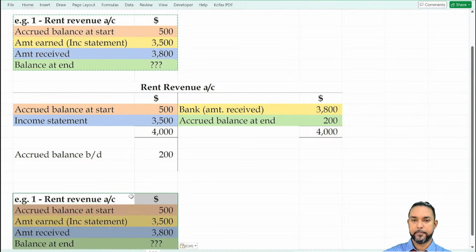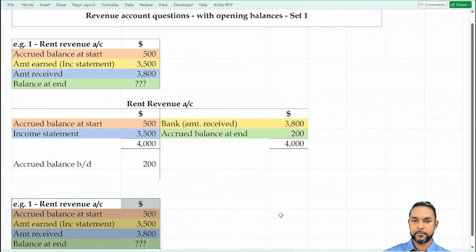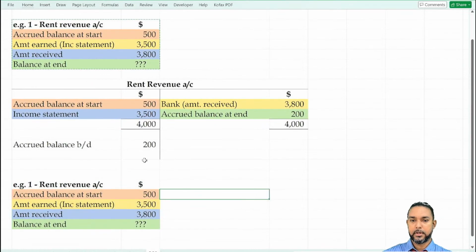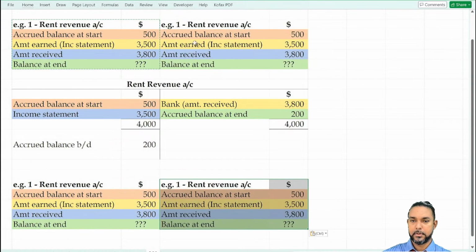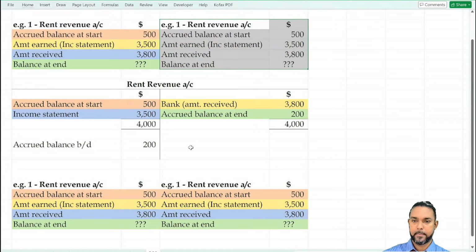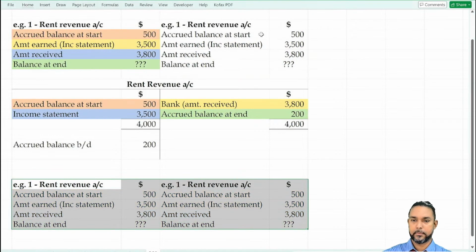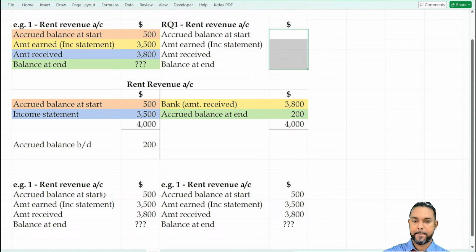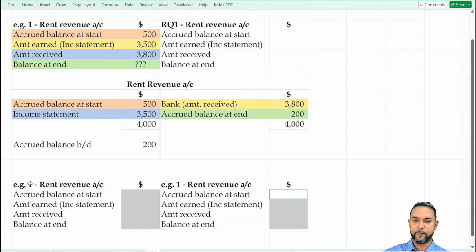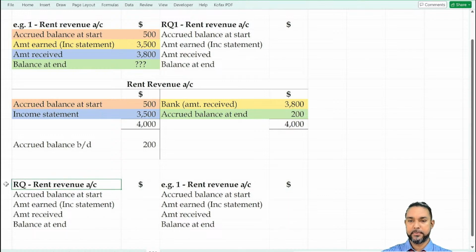Okay, I'm going to put this here. Oh, okay, I have to zoom out a little bit. Actually, okay. All right, so let me. All right, RQ simply stands for review question.